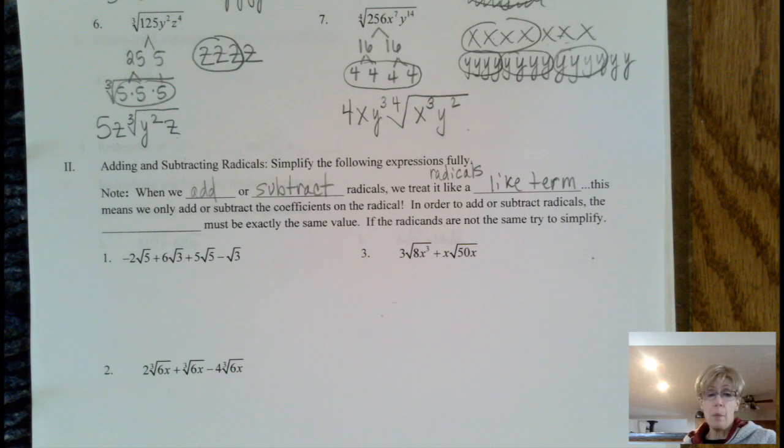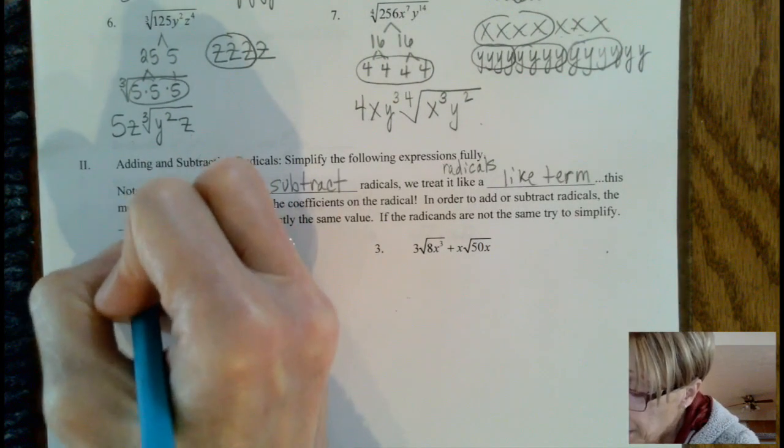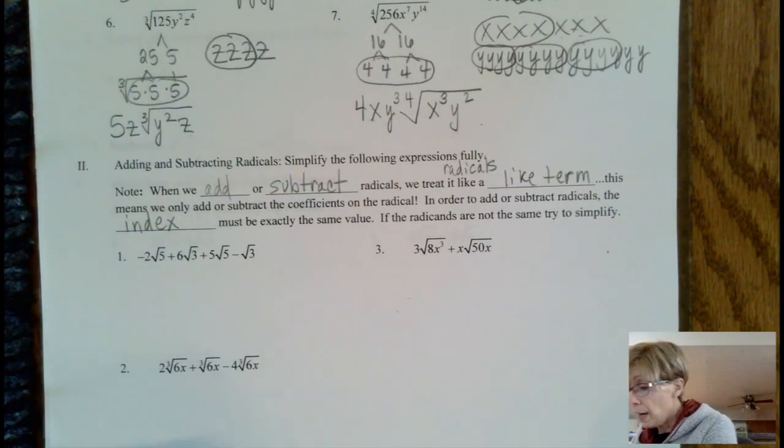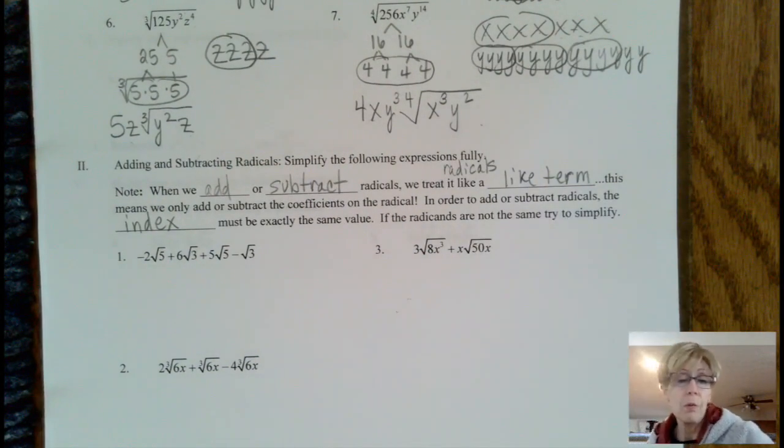Something else to keep in mind, when we are looking at like terms, the index, that number in the checkmark part of the radical, has to be the same. If it isn't, then they are not like terms.